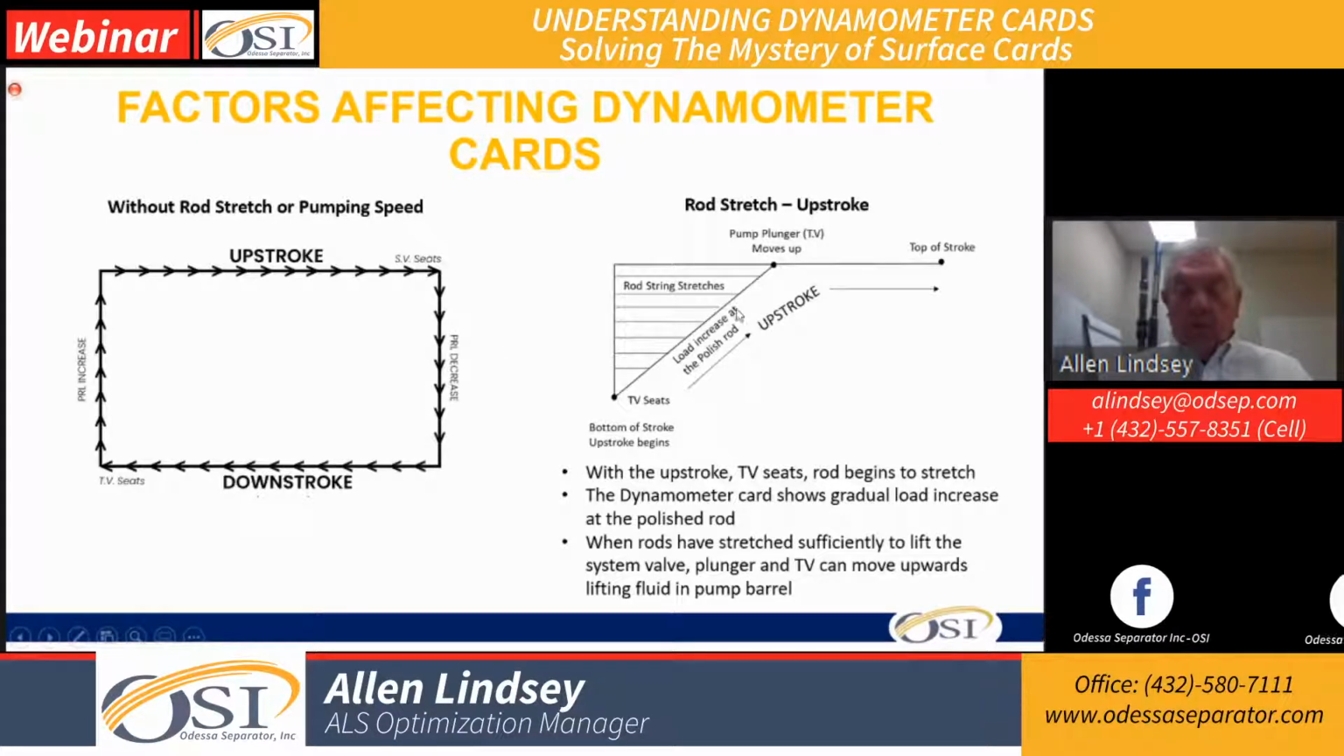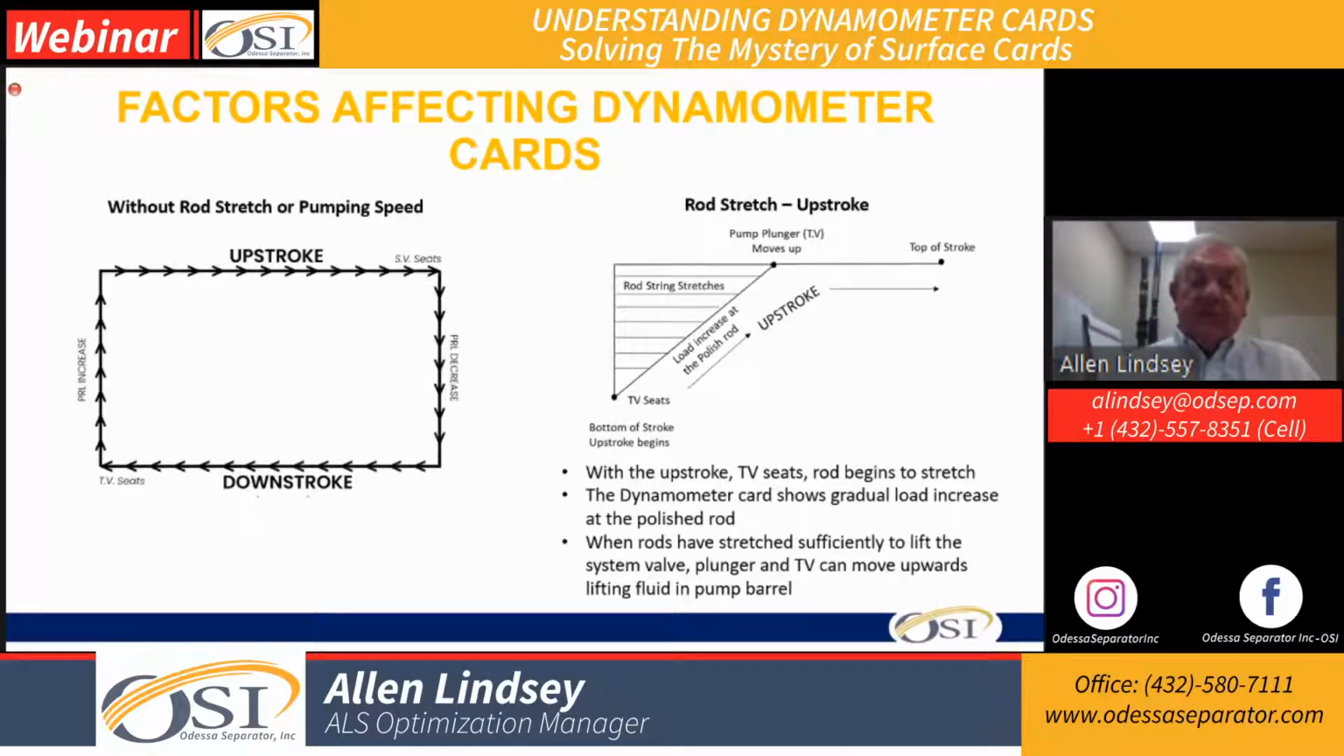When the rods have stretched sufficiently to lift the system load, the pump plunger and the traveling valve can move upward through the upstroke. Fluid from the annulus can fill the pump barrel through the unseated standing valve as the pump plunger moves upward.